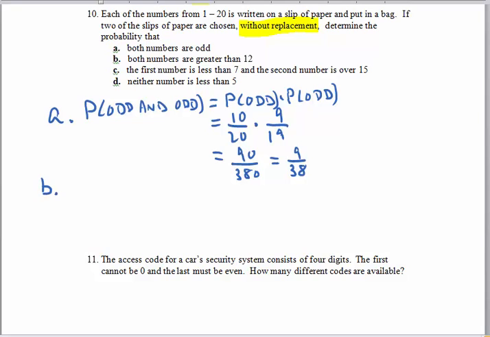Now the probability that both numbers are greater than 12 is going to be the probability of a number greater than 12, that's supposed to be a greater than symbol, times the probability of getting another number greater than 12. So how many numbers are greater than 12 that are from 1 to 20? Well, it's 13 through 20. And if I take 13 through 20, that's actually 8 out of the 20.